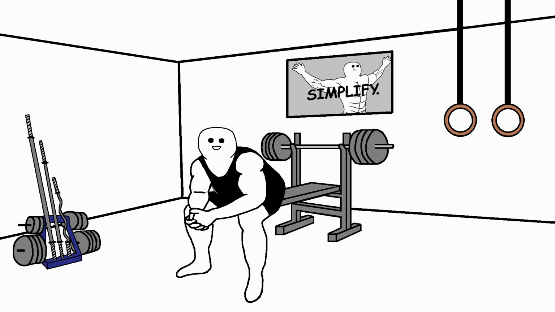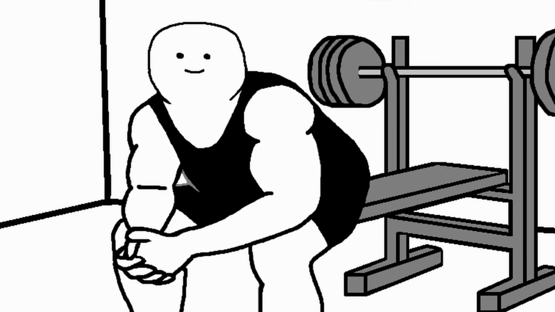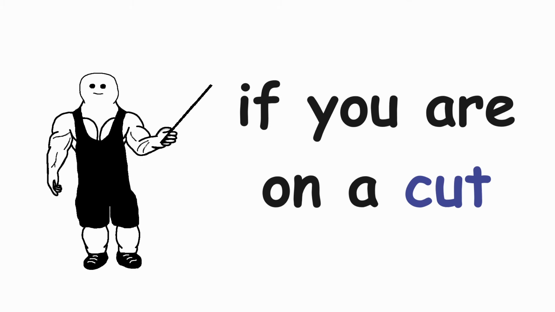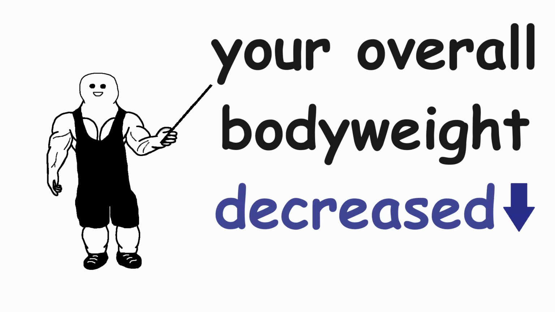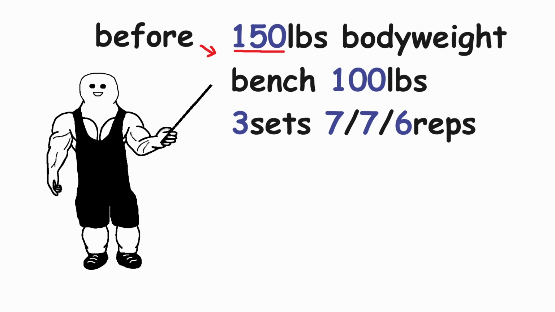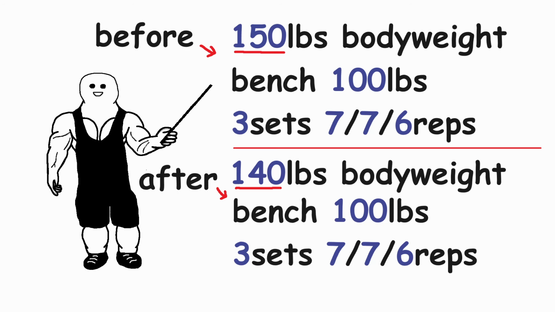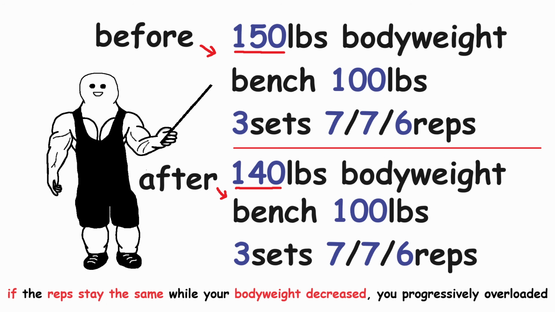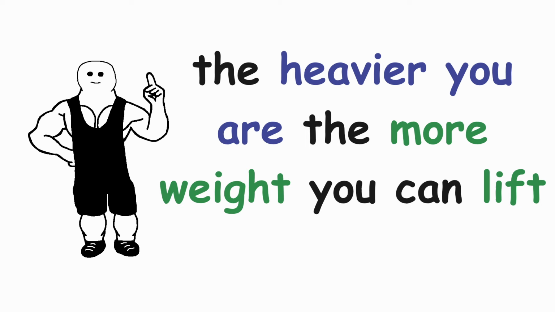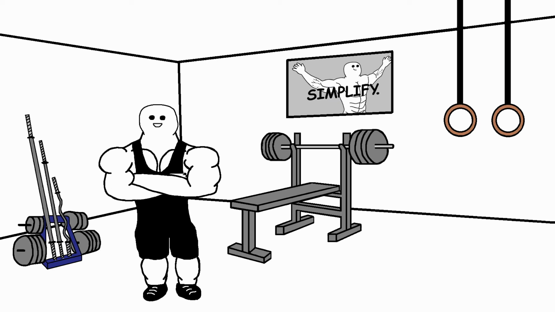And now something that you really wouldn't even think about. I think if you are on a cut and your overall body weight decreased and you are still able to lift the same weight for the same amount of reps as before, that is also a form of progressive overload. Because usually the heavier you are, the more weight you can lift. And now for some honorable mentions.